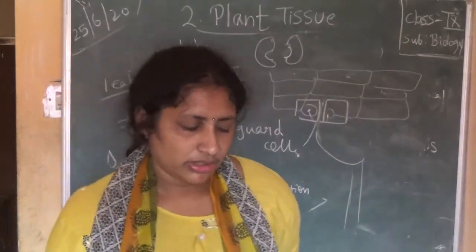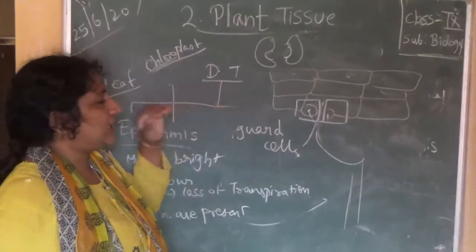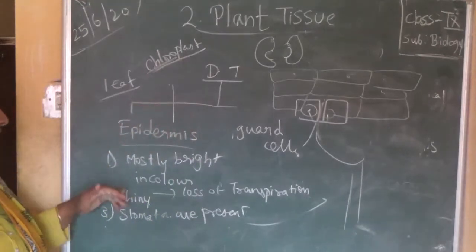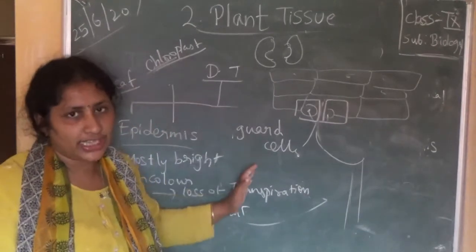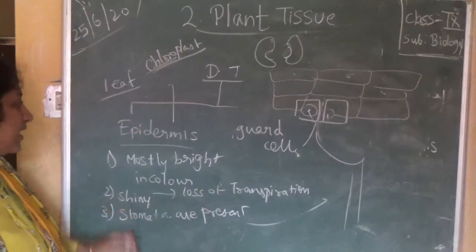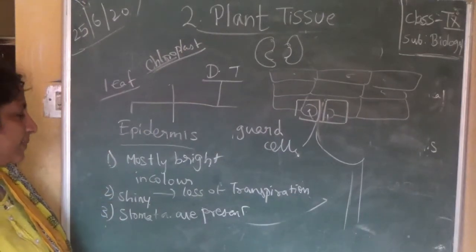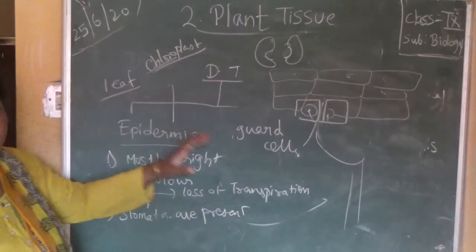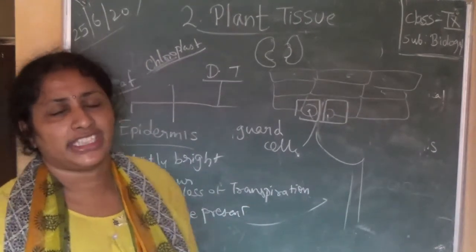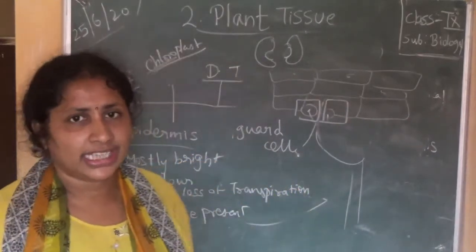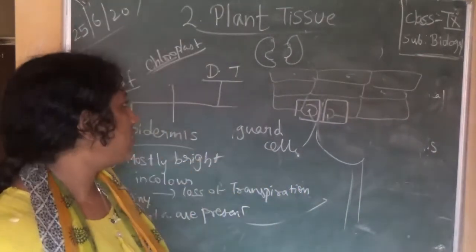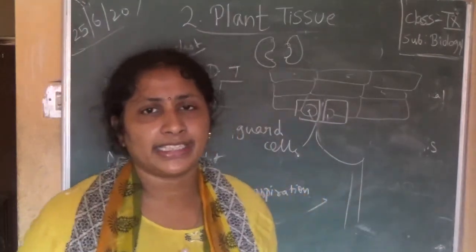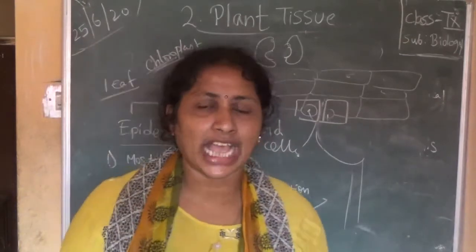So now what we have seen: dermal tissue is divided into three types: epidermis, mesodermis and endodermis. If you see the epidermis, it is mostly bright in color and shiny in nature, and stomata are present in the epidermis, which help in exchange of gases and prevent the loss of transpiration. So stomata are a very important part of the leaf. That's why they are protected by a special type of cells called guard cells.